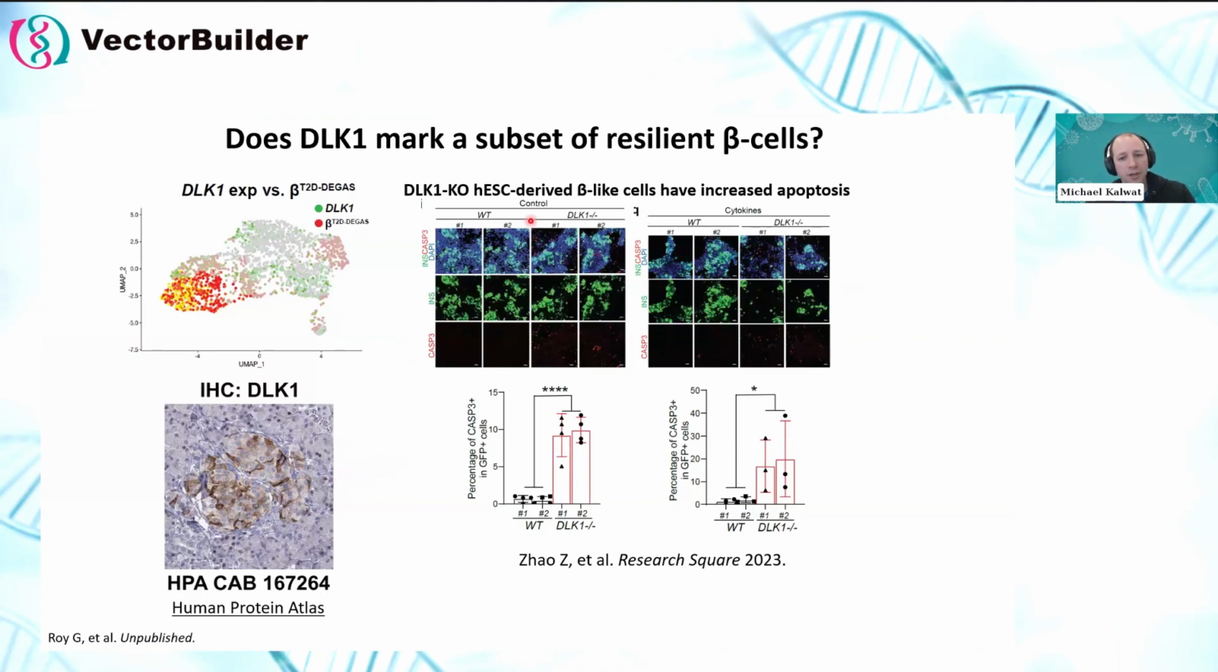One interesting preprint that came out recently, DLK1 was knocked out in stem cells, and then those stem cells were differentiated into beta-like cells. And when that was done, the DLK1 knockout cells had increased apoptosis, and they also had a worse response to pro-inflammatory cytokines. So this suggests that DLK1 could provide a protective role in beta cells.